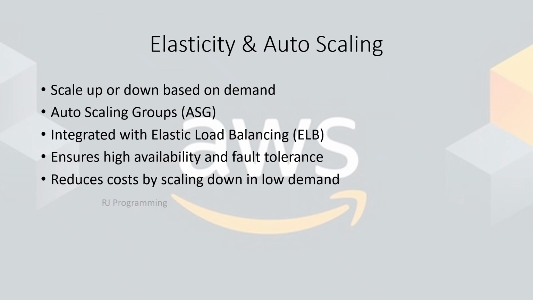Elasticity is one of EC2's superpowers. With Auto Scaling groups, AWS can automatically add or remove instances depending on demand. Scaling decisions can be based on metrics like CPU utilization or custom CloudWatch metrics. Elastic Load Balancers ensure that traffic is evenly distributed across instances and unhealthy instances are bypassed.